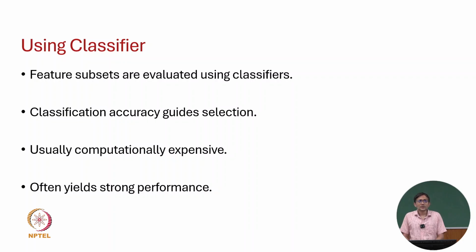We can also directly use a classifier where the approach can be like this: feature subsets are evaluated using classifiers, and the classification accuracy then guides the selection. This, as you would have already imagined, is quite computationally expensive.